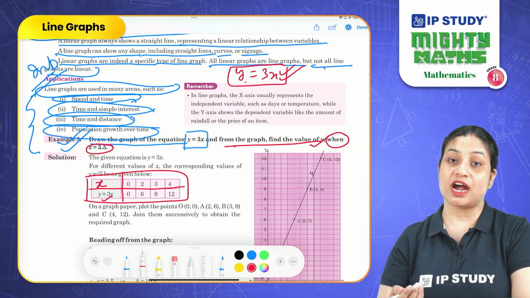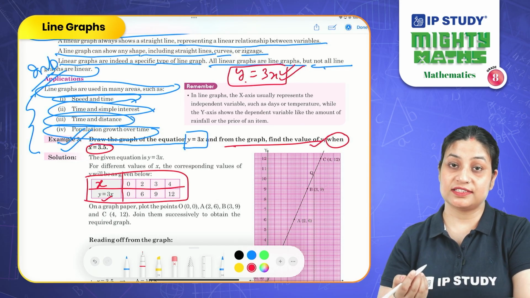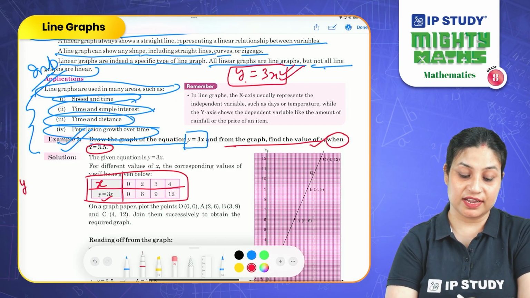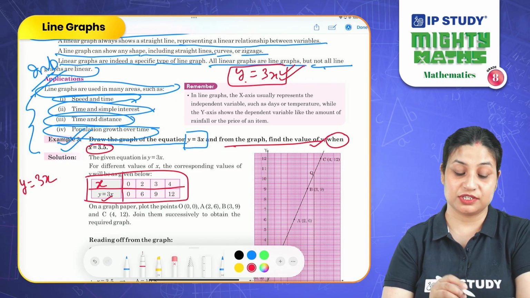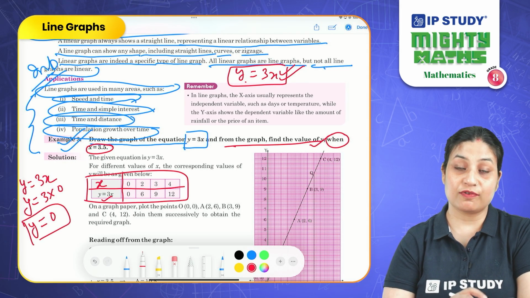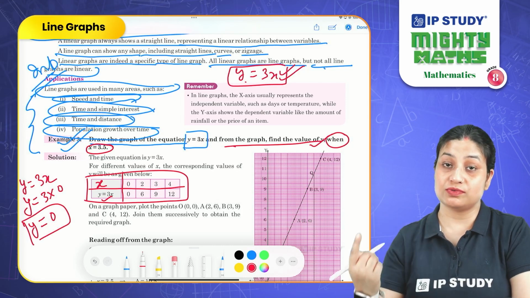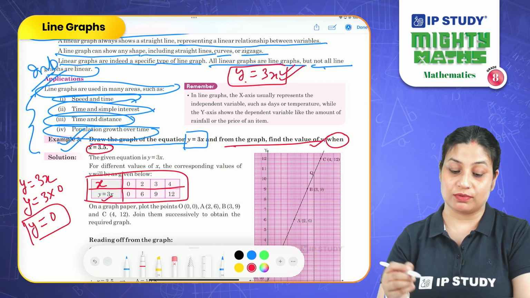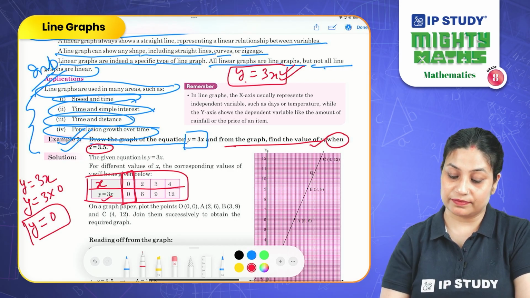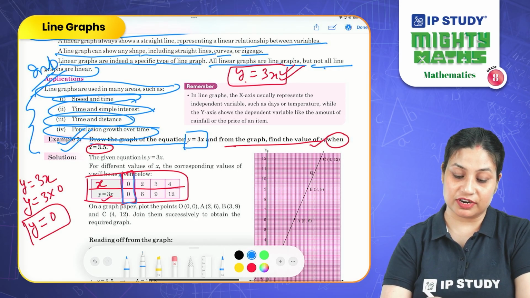Initially start with the point x equals 0. If you put 0 in this equation, y equals 3x, you have this equation. If you put the value of x equals 0, what is your y? Your y will be 0. So for x equals 0, we will have y equals 0. So this is my first point, or this is my first ordered pair.